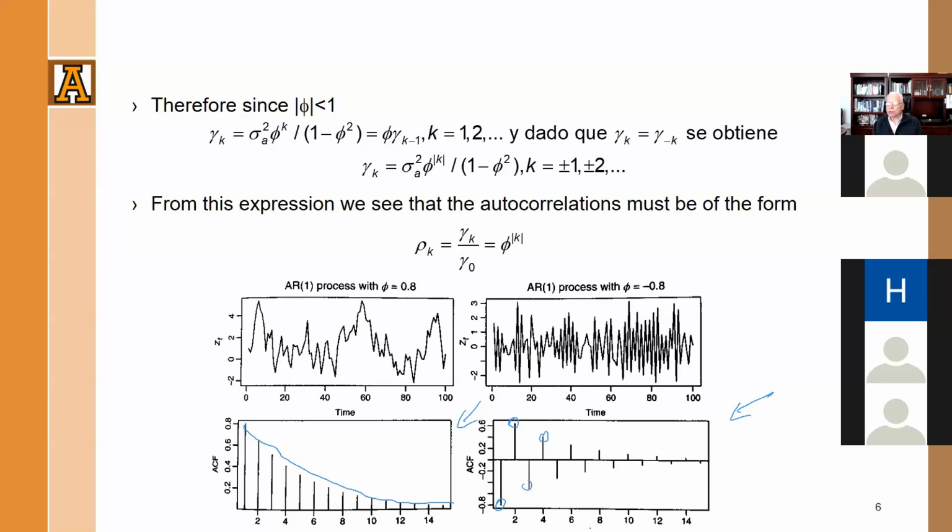We'll need other tools because, as we'll see later, it's very difficult to distinguish based just on the autocorrelation function whether I have an AR1 process or an AR2 process. But we'll use another tool called the partial autocorrelation, which we'll study later.